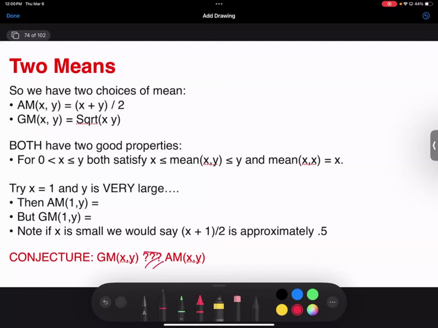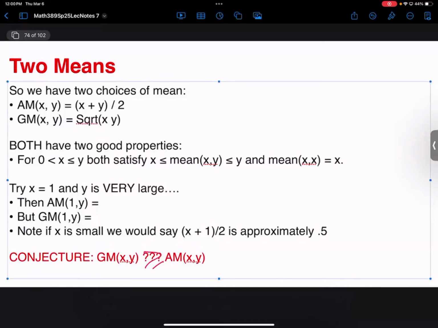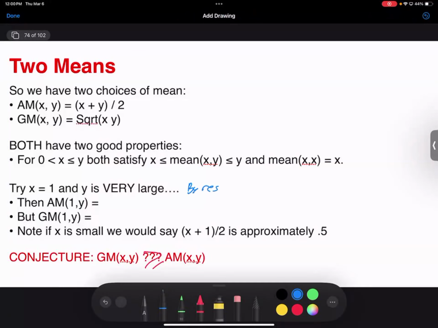So let's try to see if this is reasonable. One of the things I want you to get out of this class is looking at extreme cases. So the first is by rescaling, has everybody seen the WLOG? Without loss of generality, x equals 1. And then if y is very large, what's the arithmetic mean of 1 plus y?